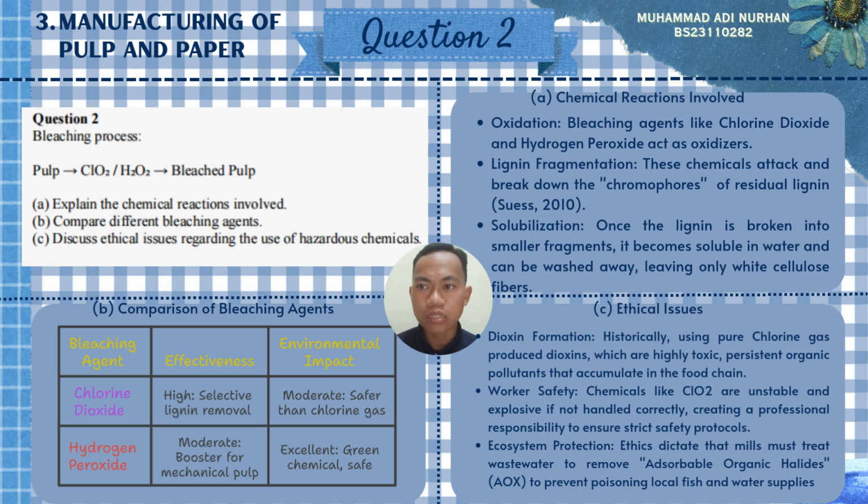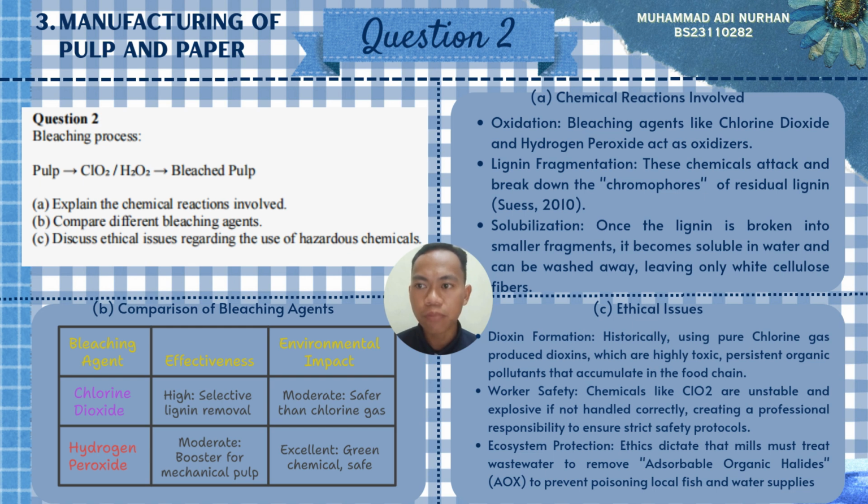When we compare agents, chlorine dioxide is highly effective at targeted lignin removal. However, hydrogen peroxide is often called a green chemical because it is environmentally excellent, breaking down safely into just water and oxygen. Finally, answering the ethical issues, our primary professional duty is safety.